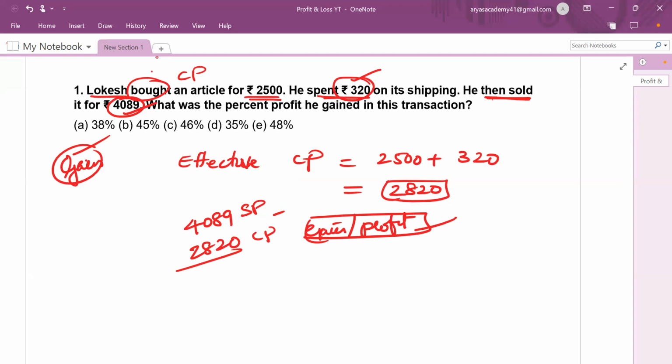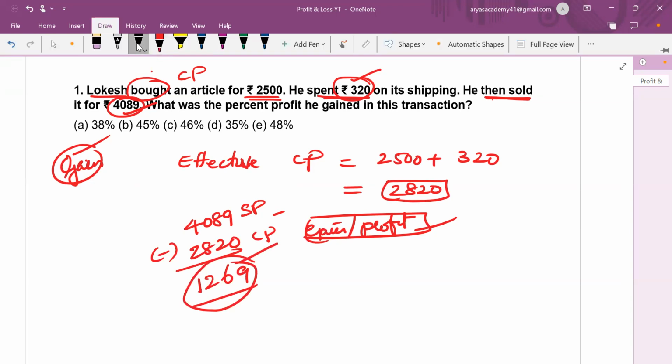So how much is the profit? You have to calculate by subtracting the effective cost price from the selling price. So the profit in terms of rupees is 4089 minus 2820. 9 minus 0 is 9, 8 minus 2 is 6, 10 minus 8 is 2, 3 minus 2 is 1. So 1269 rupees. This is the actual profit.